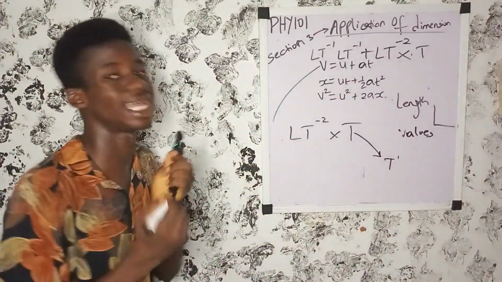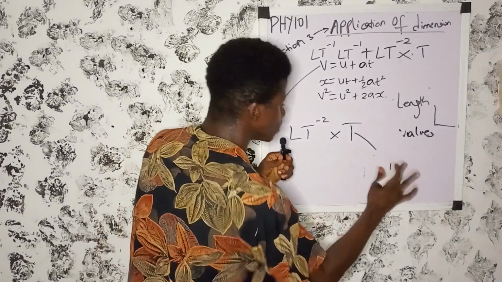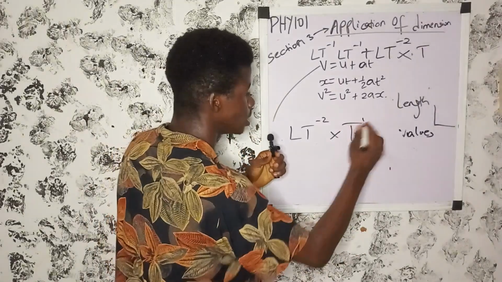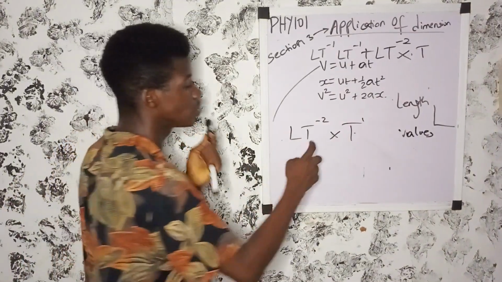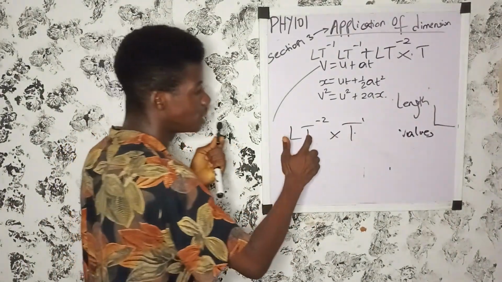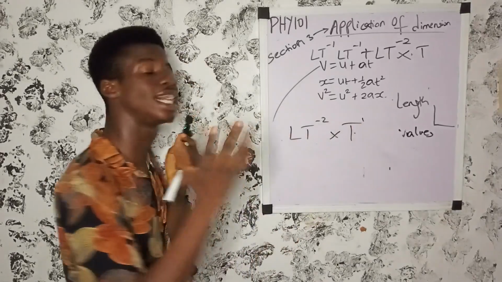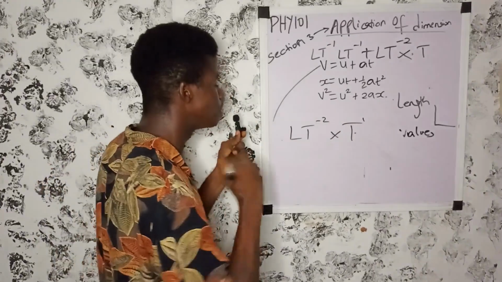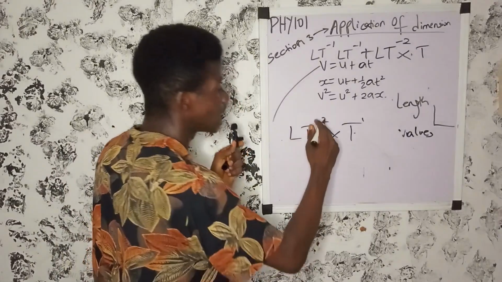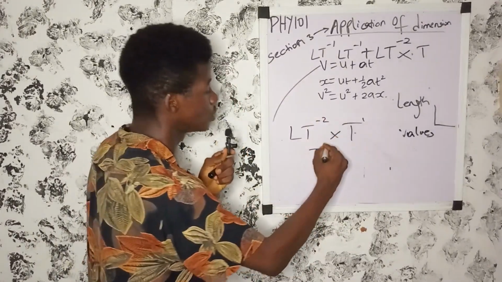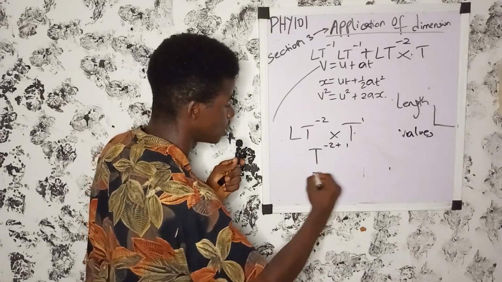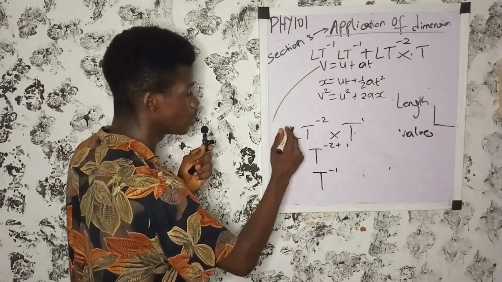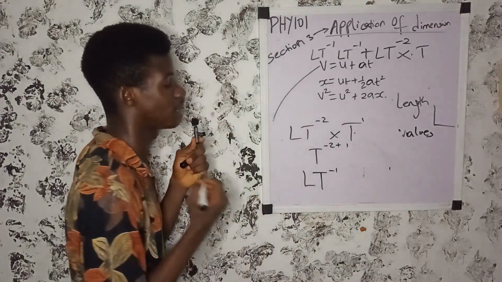T raised to power 1 is the same thing as t. So in the place of t, I can turn it to t raised to power 1. They are the same thing, okay? Now, according to the law of indices, when two bases are multiplying each other and these two bases are equal, we bring out one of the bases, then add their powers. So minus 2 plus 1 will give us minus 1. Okay, so multiply with L, we have LT minus 1.